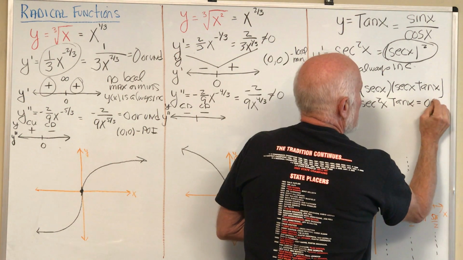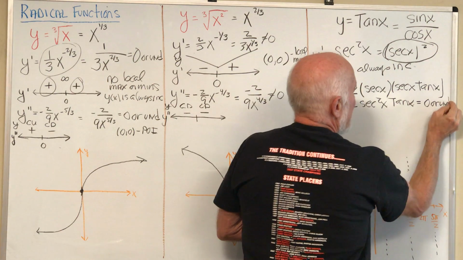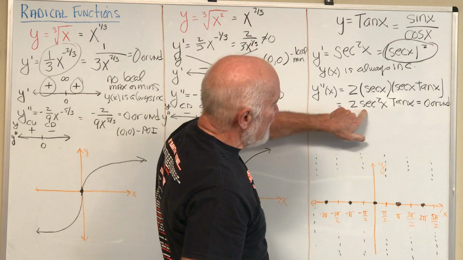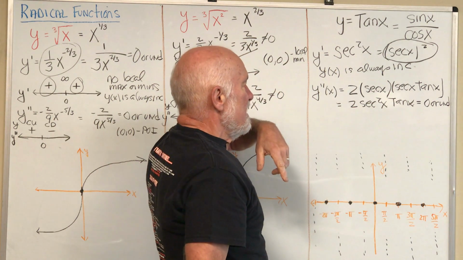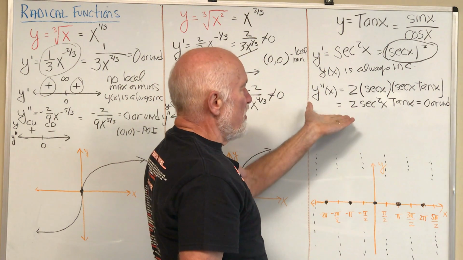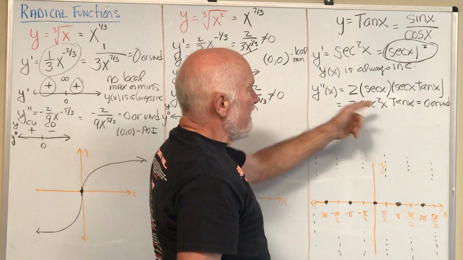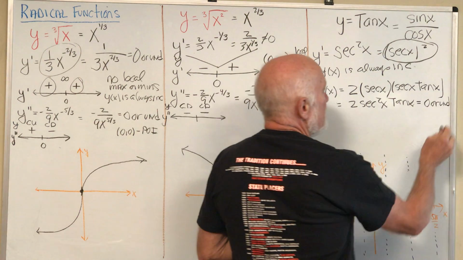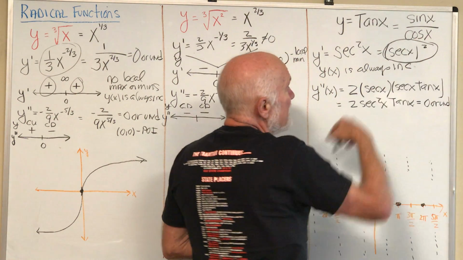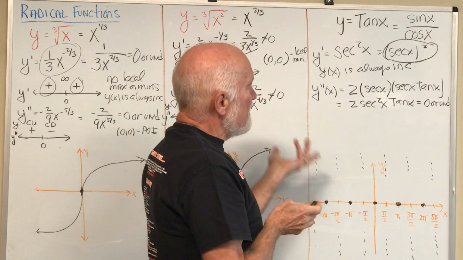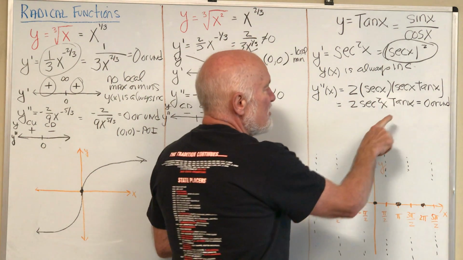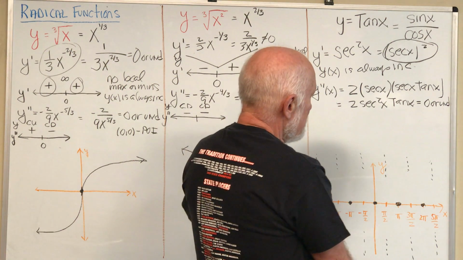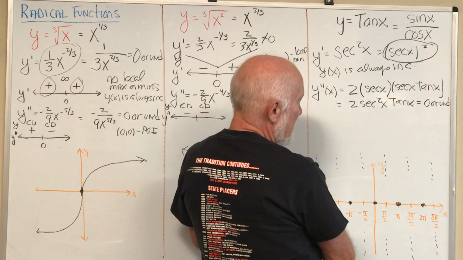And I want to see where that's 0 or undefined. Well, that's a little tougher, but if we think, we already analyzed that the secant squared is always positive and never 0. So really, it's all going to be up to the tangent of x. And we already know where it's undefined, and we're not going to have local maxes or mins there. So basically, we can see that the tangent of x is equal to 0 when the sine is equal to 0.